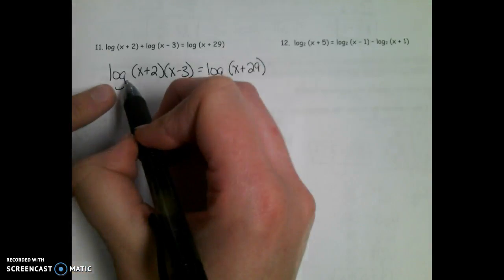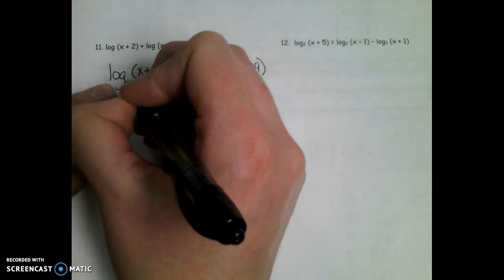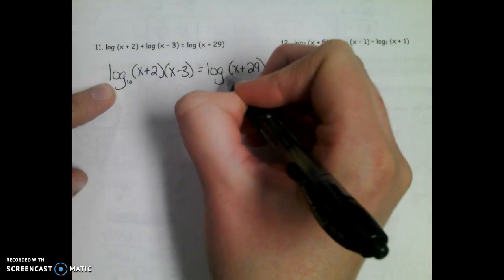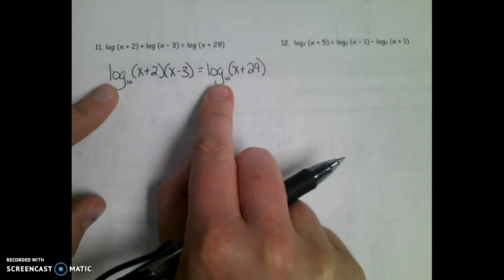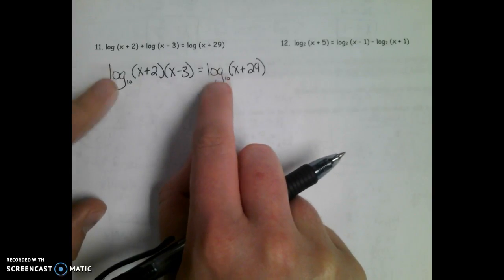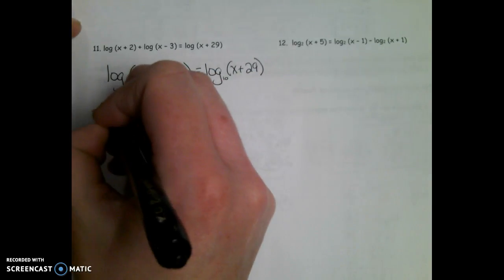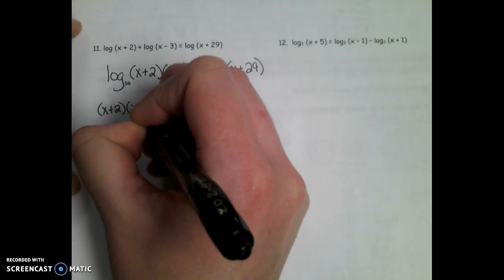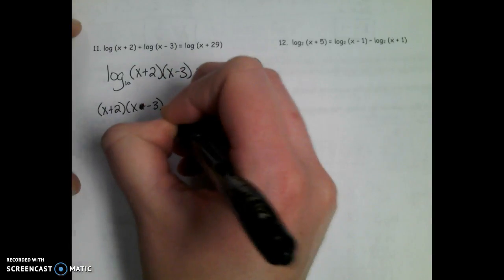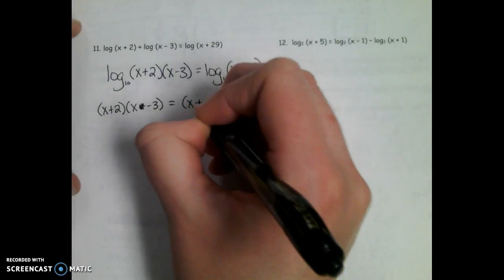Okay, what base is this log? If there's no base shown, that means it's base 10. The important thing is they're both the same. So because the logs are the same, the stuff in the logs must be the same. So x plus 2 times x minus 3 must equal x plus 29.